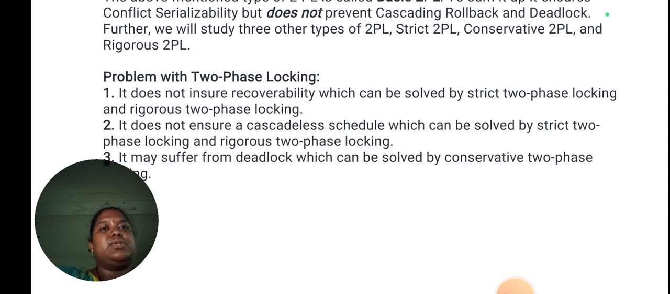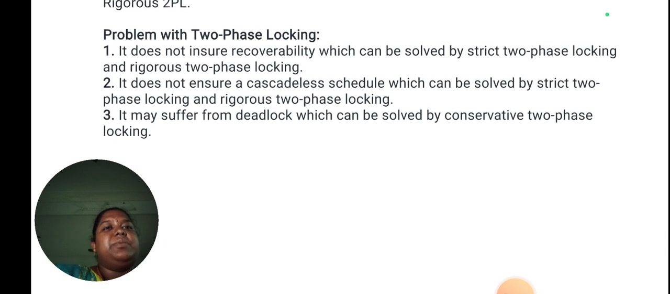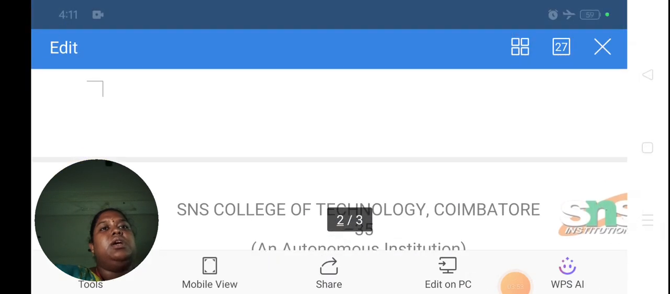The problem with two-phase locking is that it does not ensure recoverability, which is solved by strict two-phase locking and rigorous two-phase locking. It does not ensure cascadeless schedules, which can also be resolved by strict and rigorous two-phase locking. It may suffer from deadlock, which can be resolved by the conservative two-phase locking protocol.